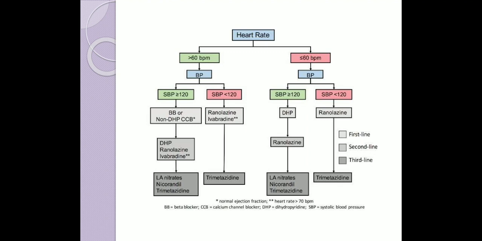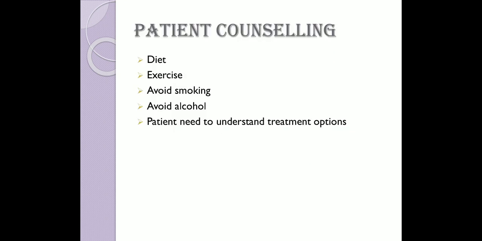What is DHP? That is dihydropyridine. If there is no relief, then we can go with the ranolazine. Then next is long acting nitrites or nicorandil or trimetazidine. Then next is, if the systolic blood pressure is less than 120, then we can go with the ranolazine. If there is no relief, then we can add trimetazidine.